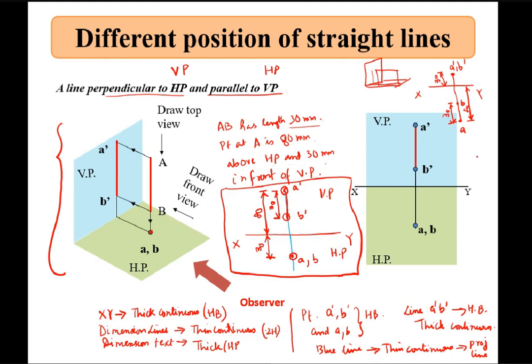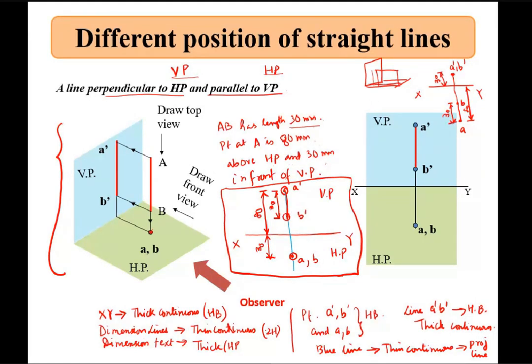So this is how you should draw the case when you have a straight line perpendicular to VP and parallel to HP. It is just the opposite of this one. I'll keep the annotation so that you can keep it in mind. Okay?